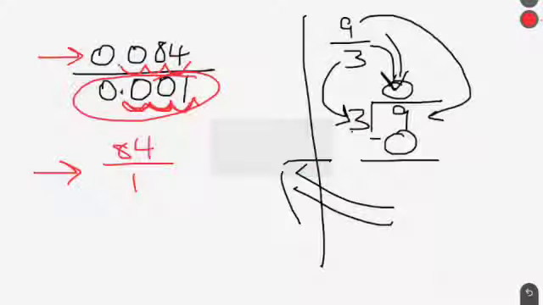If we have the same number here, point, and I just want to show you what happens in another scenario. So let's just say we had the scenario 0.84, and we want to divide it by 0.0001. What do we do in that situation?